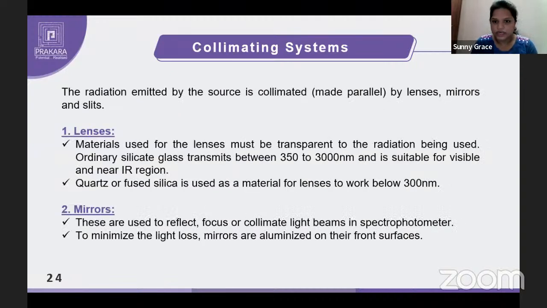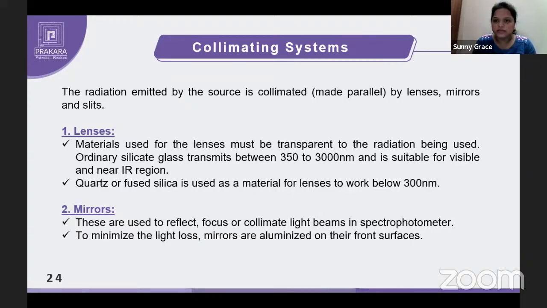Then next is the collimating system. As I've already mentioned before, the collimating and monochromator systems come hand in hand. In the collimating system, whatever radiation comes in, in whichever direction, we try to make it parallel so that it gets into the entrance slit. So our collimating system starts with the entrance slit and ends with the exit slit. We have different types of collimating systems. For example, here we are seeing lenses, mirrors, and slits.